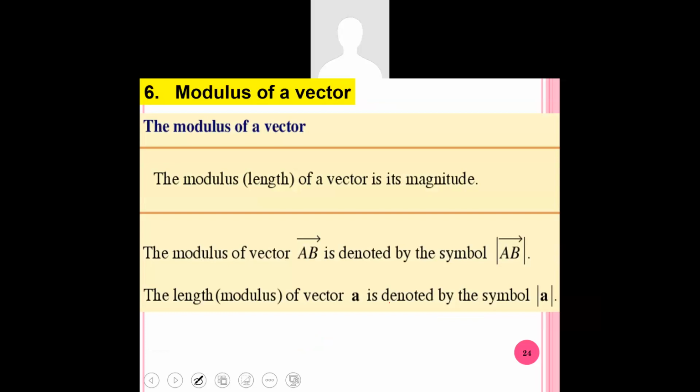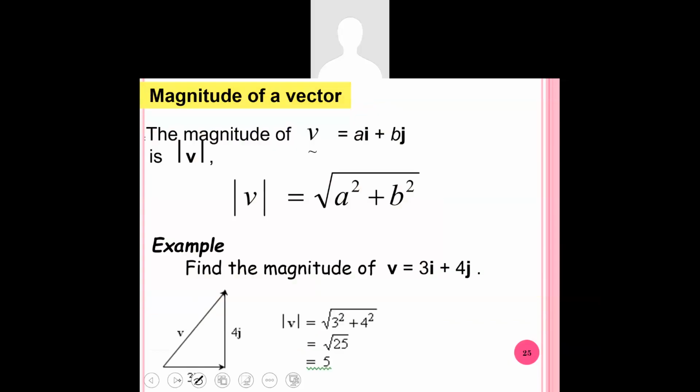Alright, so the modulus of a vector. Modulus is called the magnitude. So the modulus of a vector is denoted by the symbol right here, where we modulus it, and the length is denoted by the modulus symbol, then write vector A inside it. Magnitude is like before: we just take the coefficient of i, the coefficient of j, square them, and then square root.